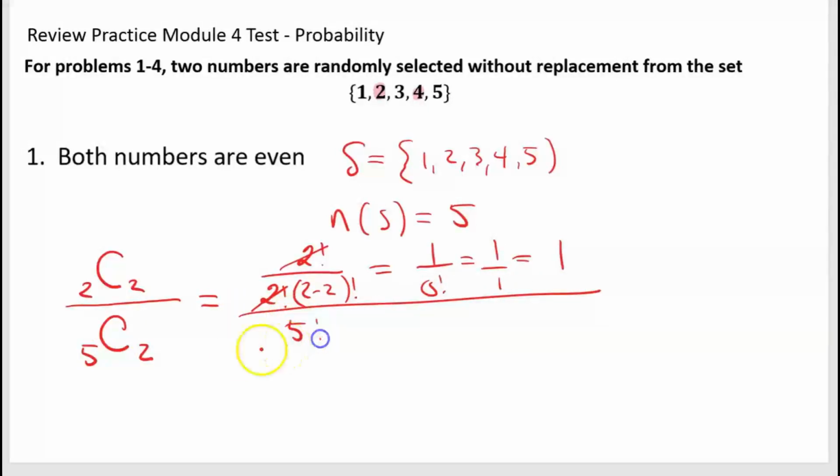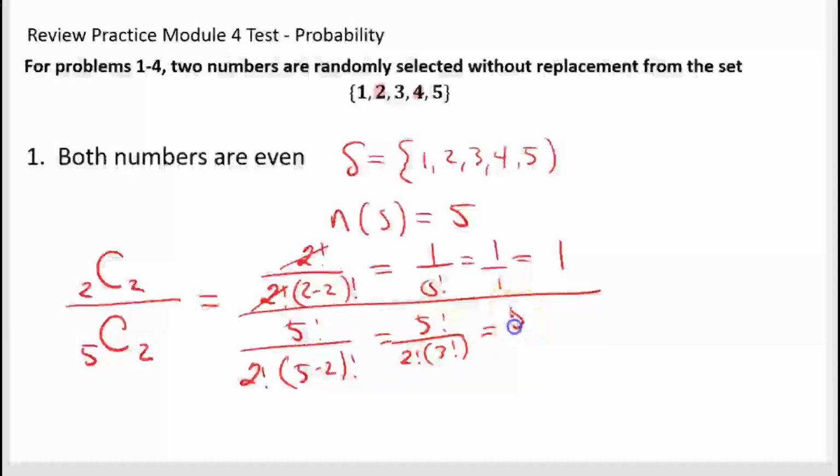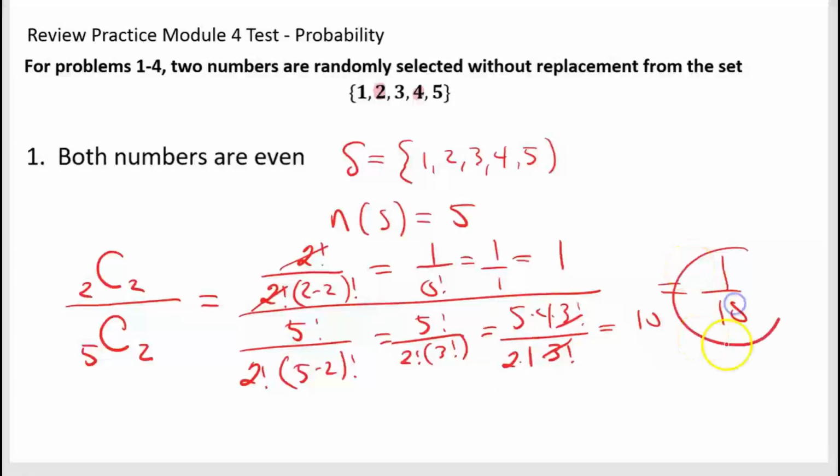Again, that's 5 factorial divided by 2 factorial times (5 minus 2) factorial. Okay? 5 factorial over 2 factorial times 3 factorial. Parentheses not required there. And then you write the top one down to match the bottom one. So it's 5 times 4 times 3 factorial, divided by 2 factorial, which is 2 times 1. But this 3 factorial is going to cancel, which gives you 5 times 4 is 20, divided by 2, which is 10. So that gives you 1/10.